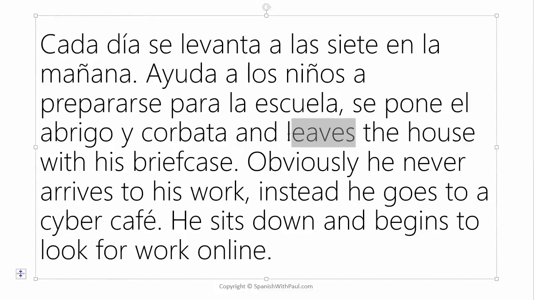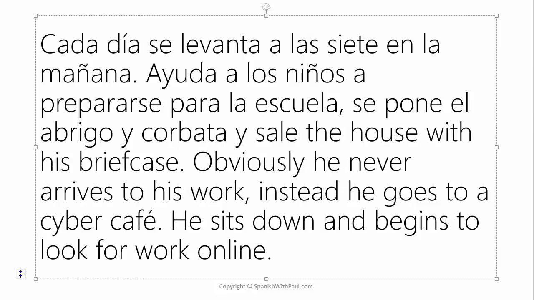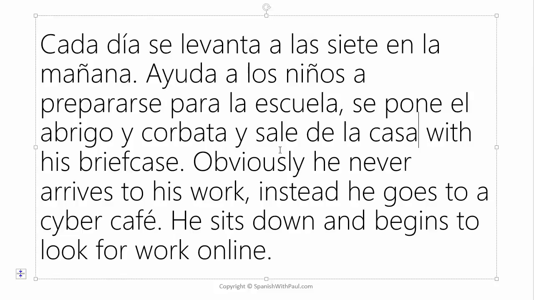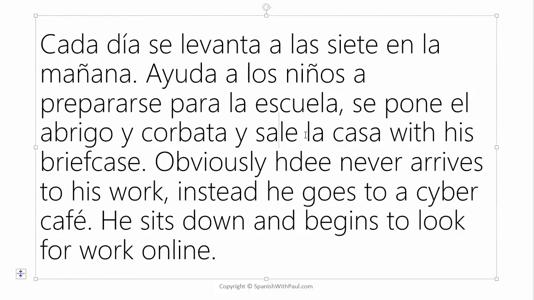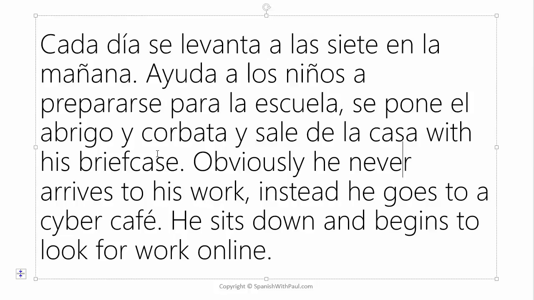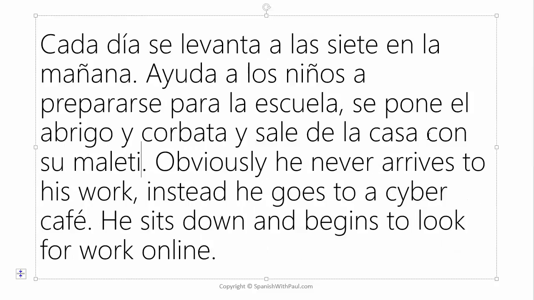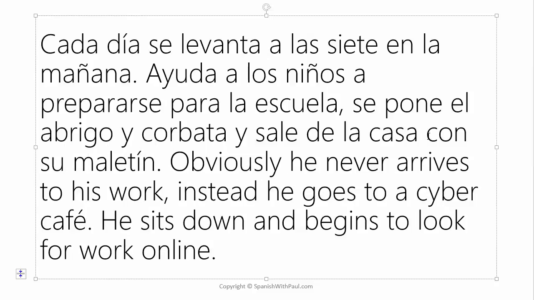The verb to leave is salir, so y sale. And something tricky here, he leaves de la casa. Just sounds more natural. If you said sale la casa, fine, you would be understood. But if you really want to be correct, then it would be sale de la casa. With his briefcase would be con su maletín. With an accent over the I here. This is briefcase, con su maletín.